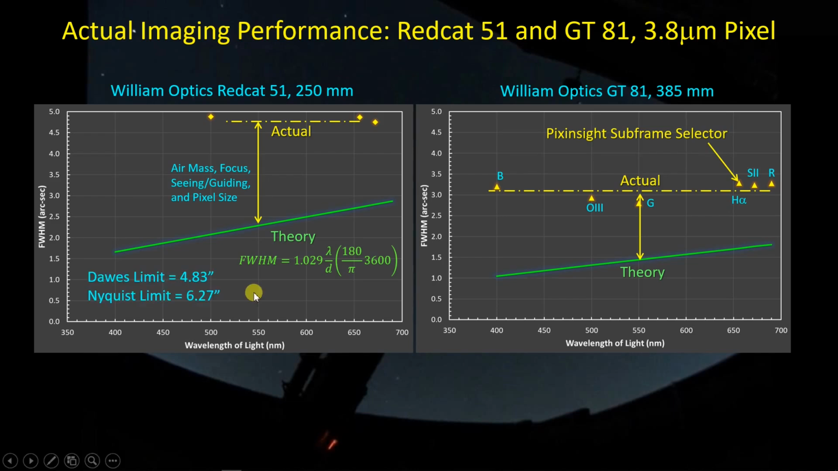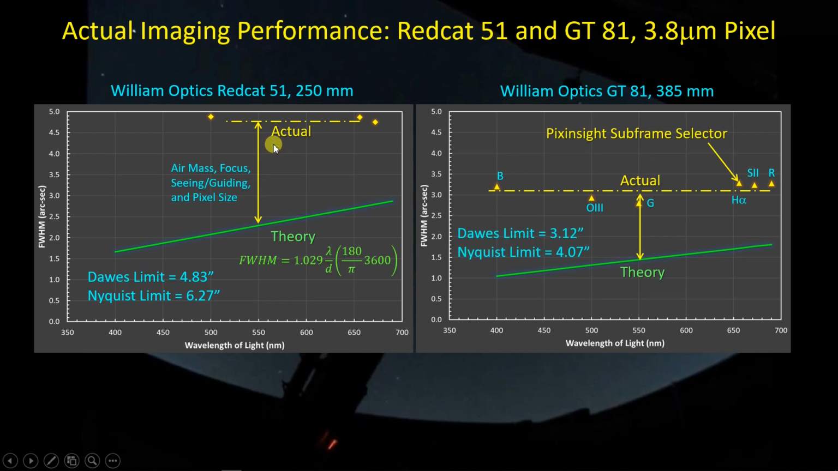In the case of the Redcat 51, the Dawes limit that I'm actually getting is about 4.83 arc seconds. But for the pixels that I'm using with this telescope, which are 3.8 micron pixels, the Nyquist limit says the best I can do is 6.27 arc seconds. So it doesn't even matter that this line is up here relative to the theory. It matters that my pixel size for this particular telescope is just too large.